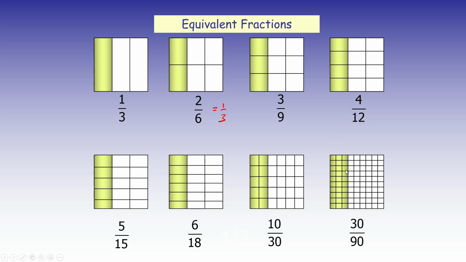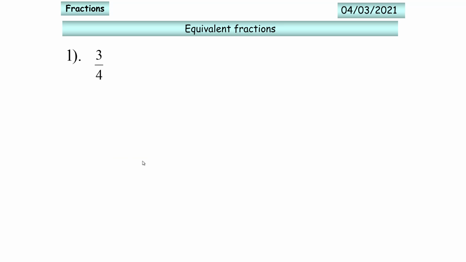Okay, be careful on the last one. Everyone thinks it's 100 squares. It's 90. So 30 out of 90 is equal to a third. We can create equivalent fractions without using the shapes by multiplying or dividing.